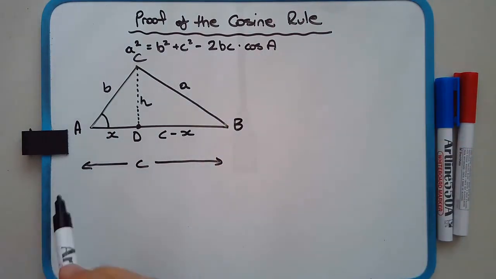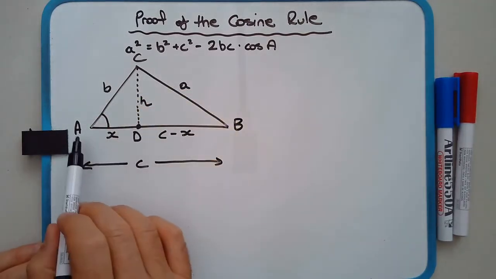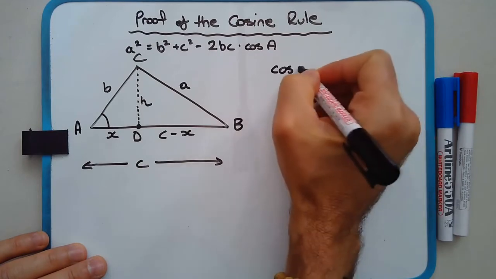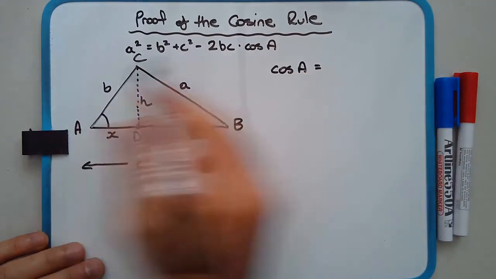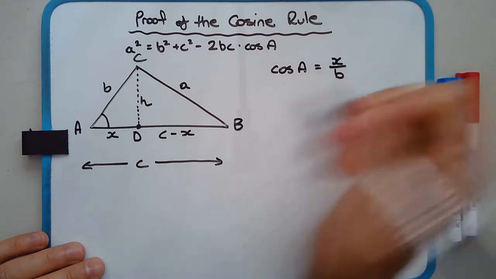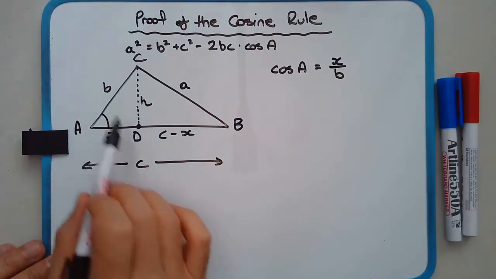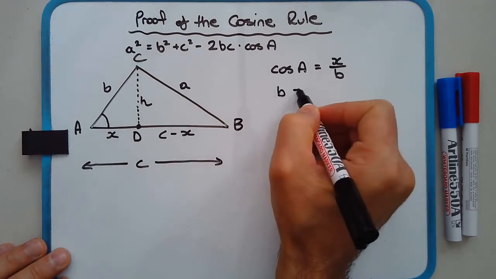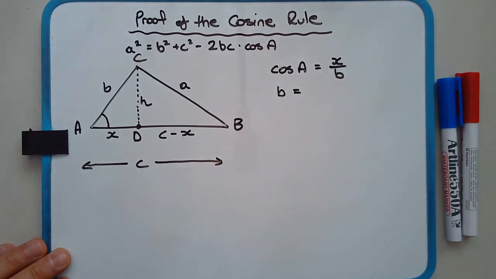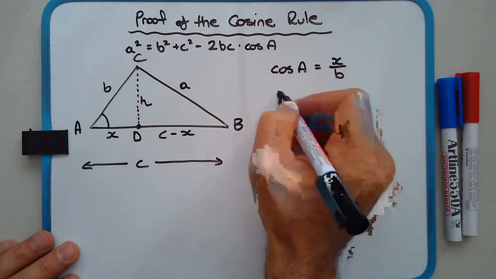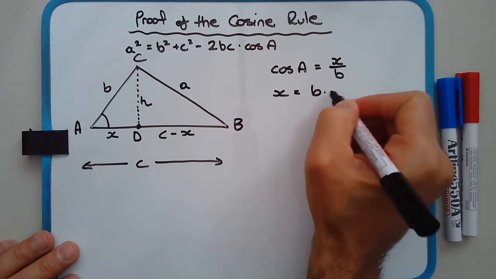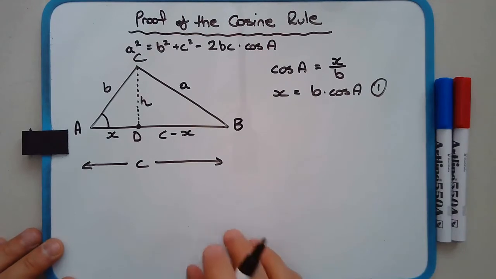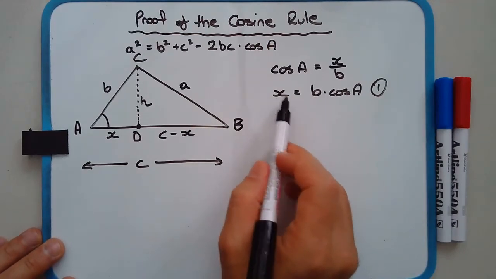So let's start off, and we know, for example, that cos of a is x on b. So I might just write down a few things here. Cos of a is equal to x over b. Okay, so that's adjacent over hypotenuse, and we can make x the subject of the formula. X is equal to b cos a. Let's call that equation number 1. So now we've got a way of eliminating the x.